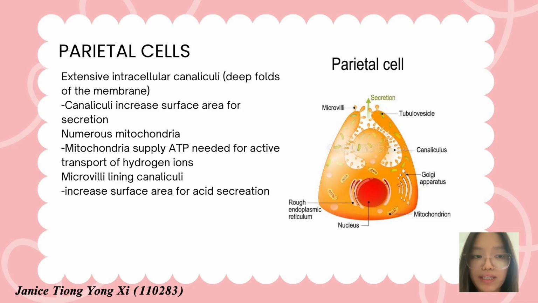The third one is parietal cells. They have extensive intracellular canaliculi, deep folds of the membrane. Canaliculi increase surface area for secretions. Numerous mitochondria supply ATP needed for active transport of hydrogen ions. Microvilli lining the canaliculi increase surface area for acid secretions.